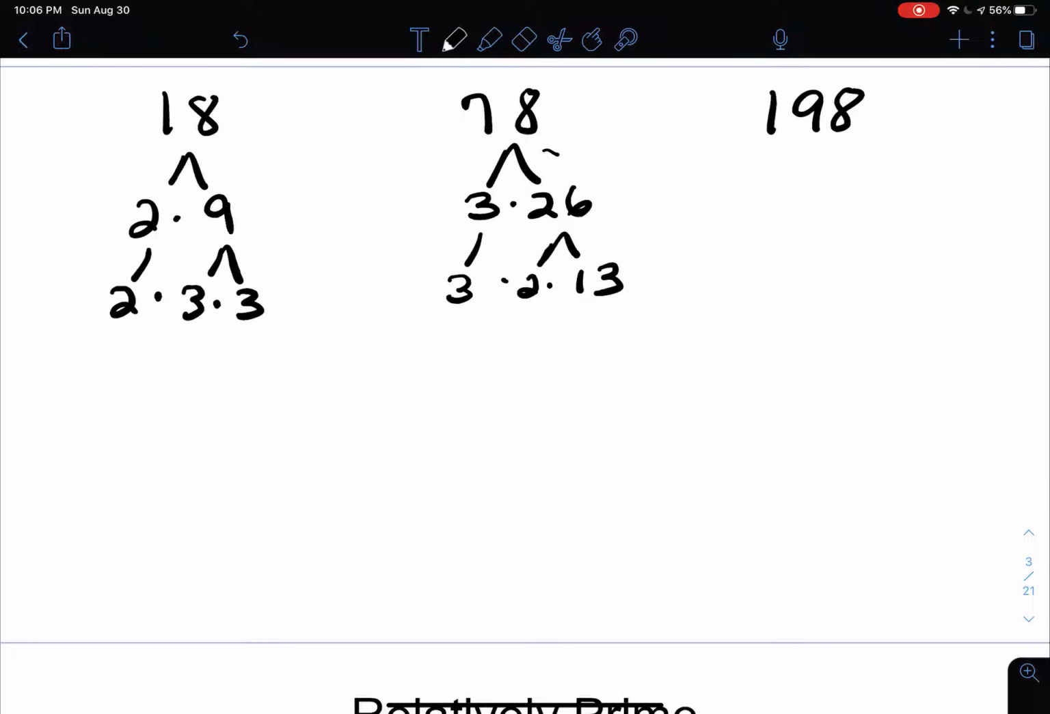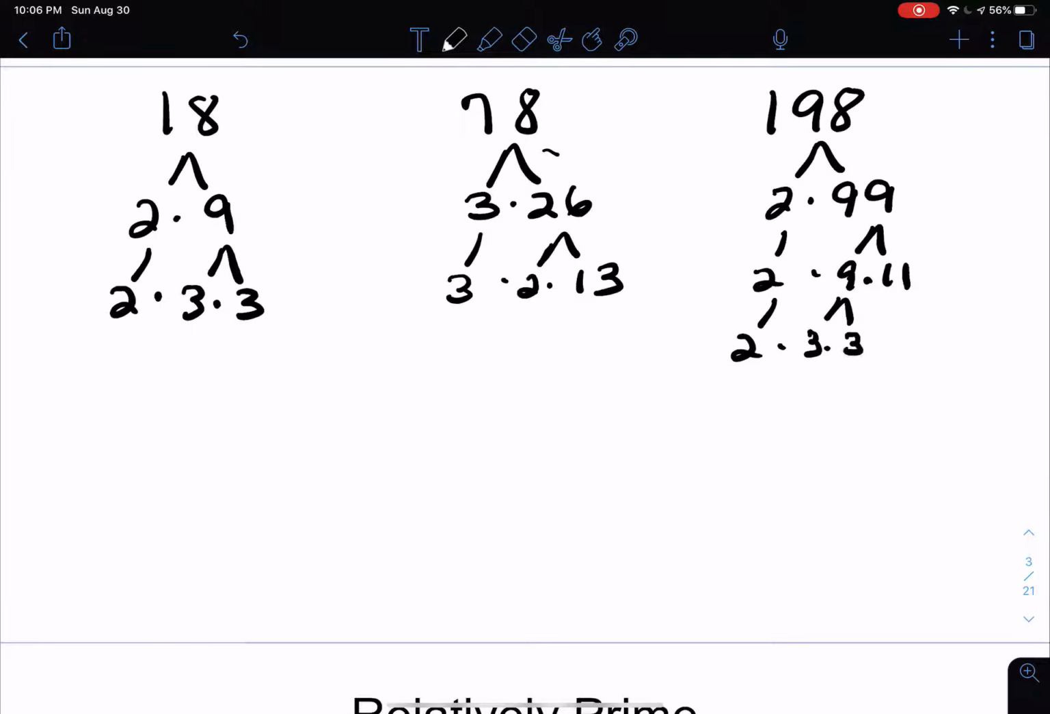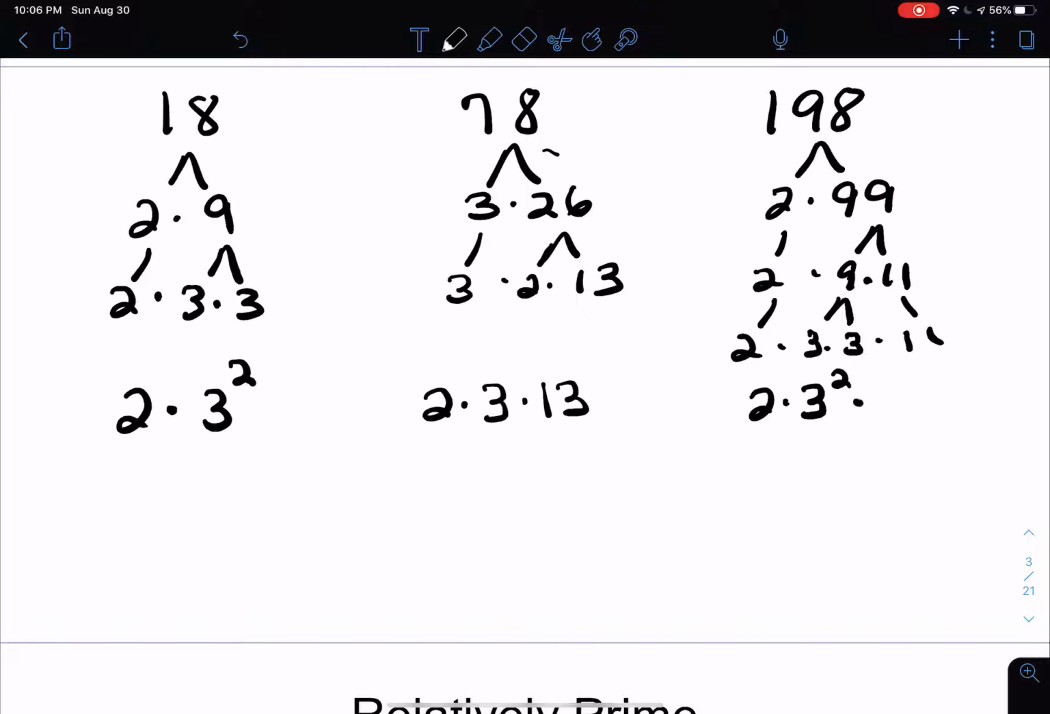Okay, then 198. These 2 is probably the easiest one to spot. 2 times 99. Then 99 breaks down to 9 times 11. And 9 breaks down to 3 times 3. And there you go. So let's rewrite these with exponents. We have a 2 times 3 squared. We have a 2 times 3 times 13. And then we have a 2 times 3 squared times 11.